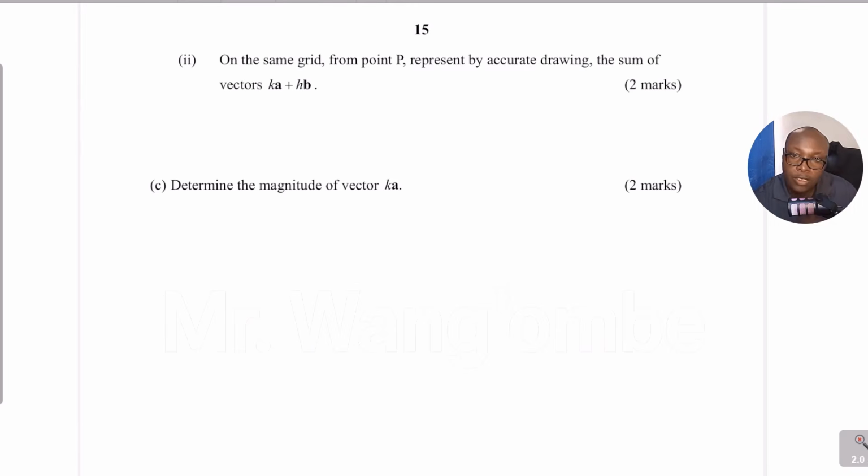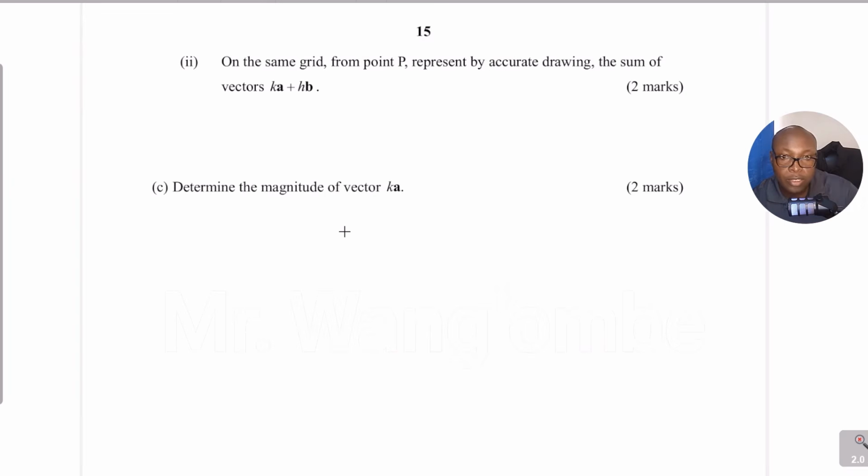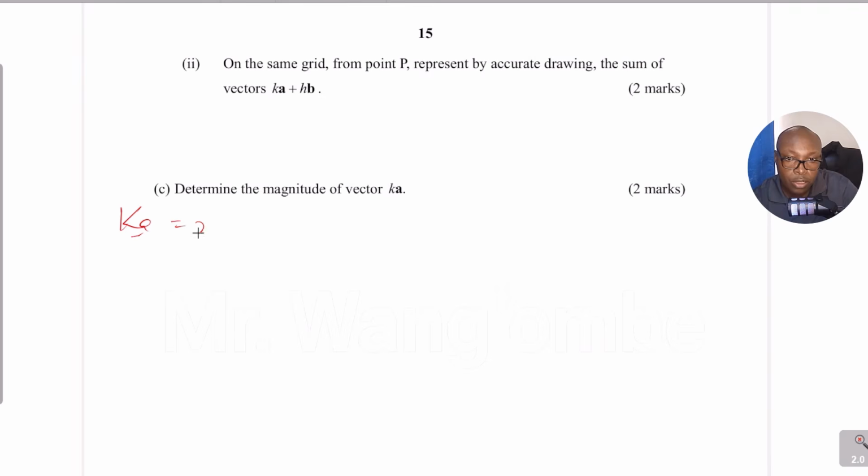The last part, determine the magnitude of vector KA. Vector KA, we already have it here. KA was, let me just repeat that. So KA was, remember we got the value of K as 2. So 2, 3, -1. And these are supposed to be 6, -2. So you're supposed to find the magnitude of these.